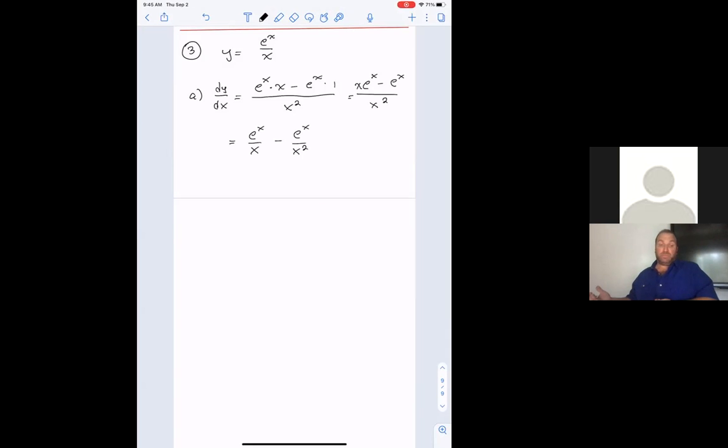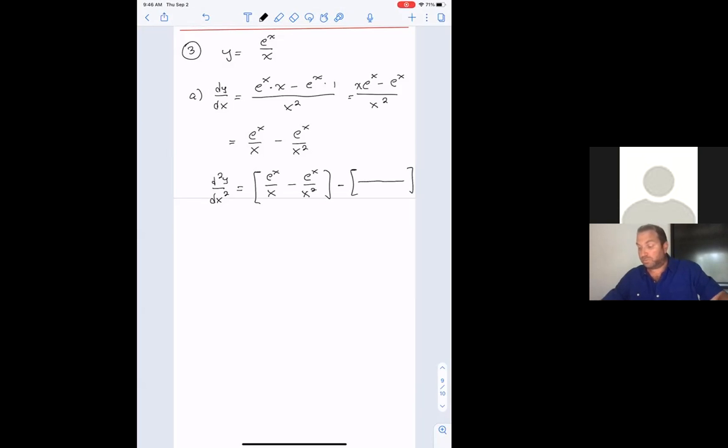What's wrong with the previous way? Nothing, but I think this one makes the second part, which is finding the second derivative, a little easier. Why? Because we have the derivative of e to the x over x minus e to the x over x squared. Well, we've already found the derivative of e to the x over x. That was what we did in the first part, right here. We already have it. So I can just write it again. This is the derivative of e to the x over x minus, and now we want the derivative of e to the x over x squared.